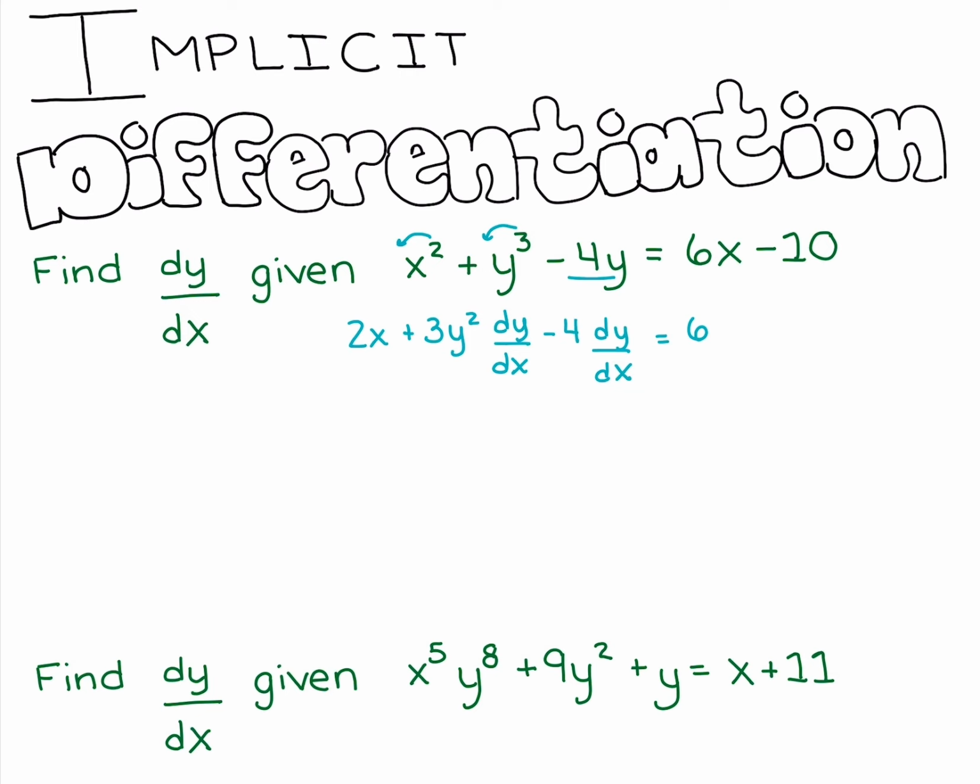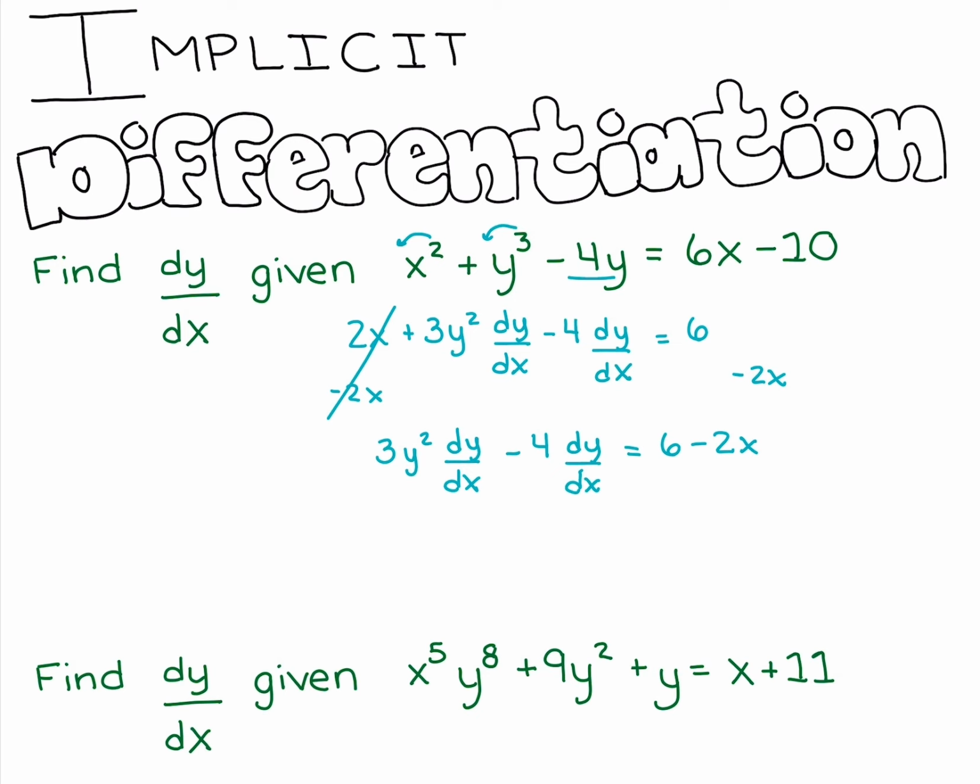Now we're going to try to find dy/dx by getting it by itself. So I'm going to keep the dy/dx on the left and move anything without a dy/dx to the right, which means I need to subtract this 2x over. That way only the left side has dy/dx on it. So I get 3y squared dy/dx minus 4 dy/dx equals 6 minus 2x. Keeping all the dy/dx on one side and anything without it to the other.